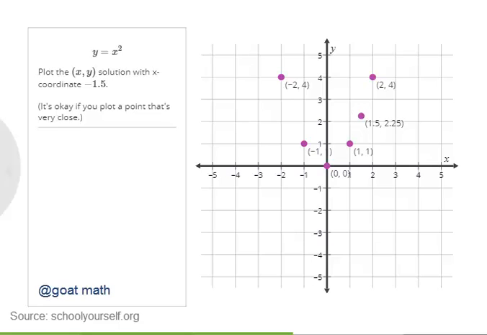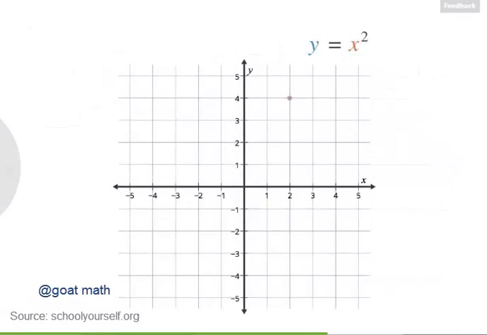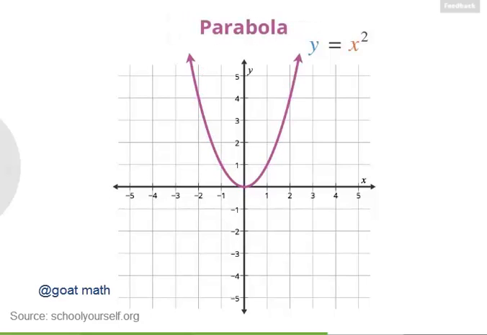Alright, last one. Plot the point whose x-coordinate is negative 1.5. Okay, so here are the points you found so far on the graph for y equals x squared. And if you were to plot all the points on the graph, you'd get this curve. This specific curve is known as a parabola, and you'll see a few more parabolas in this lesson.